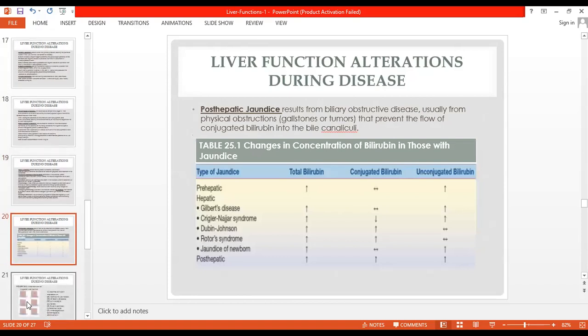Last but not least is the posthepatic jaundice. Posthepatic jaundice results from biliary obstructive disease, usually from physical obstruction, gallstones, or tumors that prevent the flow of conjugated bilirubin into the bile canaliculi. Since the liver cell itself is functioning, bilirubin is effectively conjugated. However, it is unable to be properly excreted from the liver. Since bile is not being brought to the intestine, stool loses its source of normal pigmentation and becomes clay-colored.